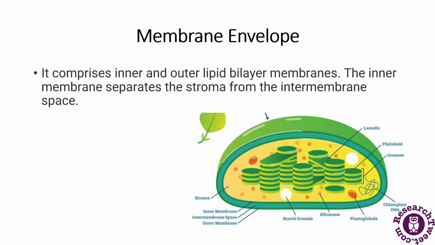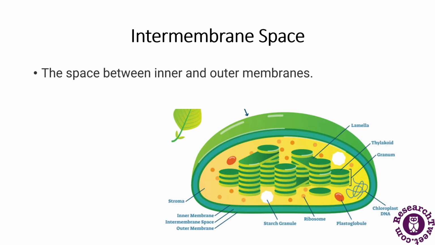Then the membrane envelope. It comprises an inner and outer bilayer membrane. The inner membrane separates the stroma from the intermembrane space. So this is the stroma and this is the inner membrane, and the intermembrane space is also shown here. This is the membrane envelope. It comprises the inner and the outer bilayer membrane.